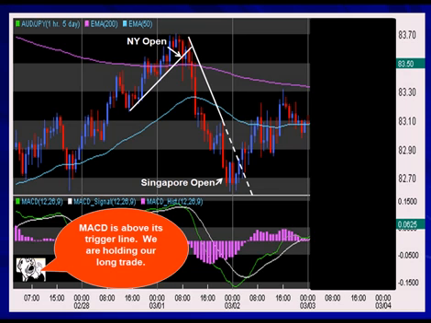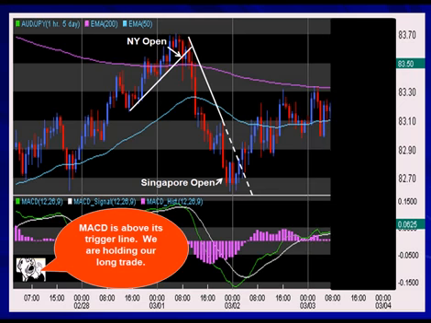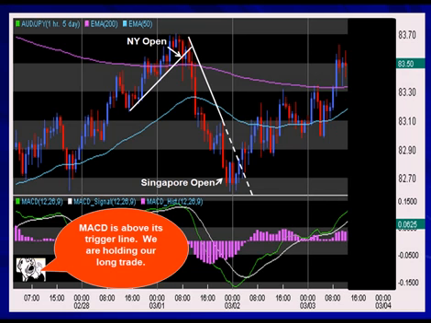Still holding. Another market correction, but MACD has not gone below its trigger line. Still hasn't gone below its trigger line. We're holding that long trade. Now we've got a nice rise in price. Bit of consolidation in here. MACD above its trigger line.